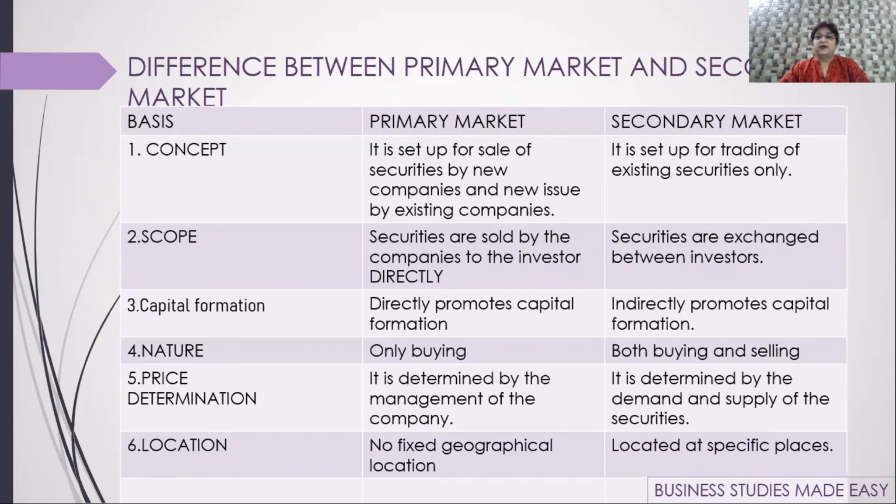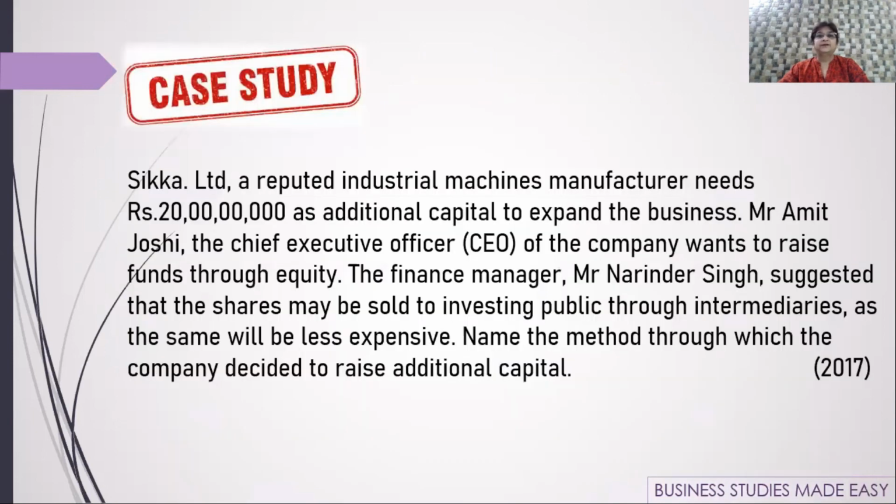Then come to price determination. Now in the primary market, the price of the security is decided by the management, by the board of directors, at what price they want to sell. And in the secondary market, the price of the security is decided by the forces of demand and supply. Now location, primary market has no fixed geographical location, whereas secondary market is located at specific places. Like we have BSE in Bombay.